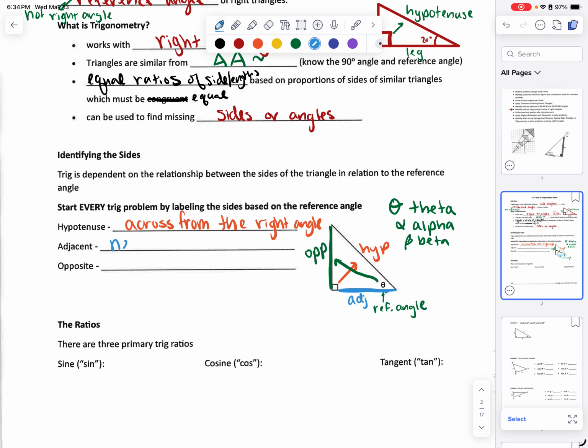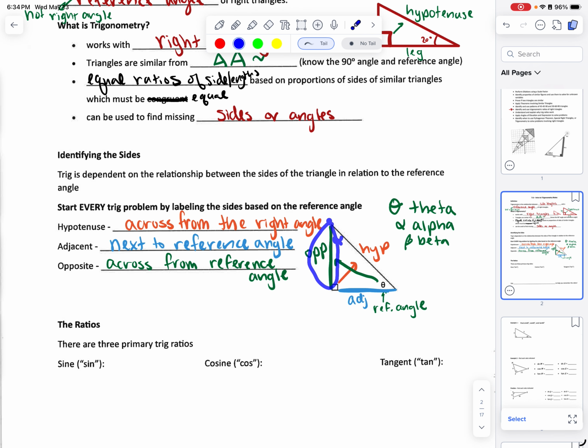So the adjacent side is next to the reference angle. And that's what the word adjacent means. It means next to. The opposite side is across from the reference angle. If the reference angle changes, then the opposite and adjacent will switch. If I make the top angle in this triangle my reference angle, suddenly the green side would be the adjacent side and the blue side would be the opposite side. Hypotenuse always stays the same.